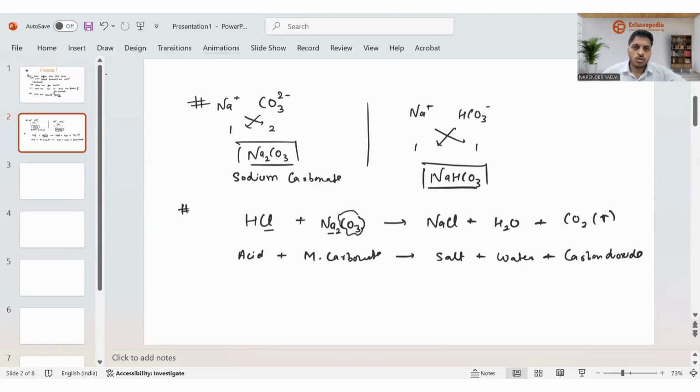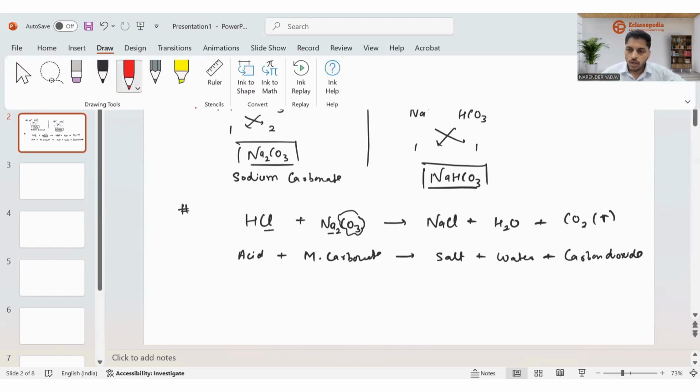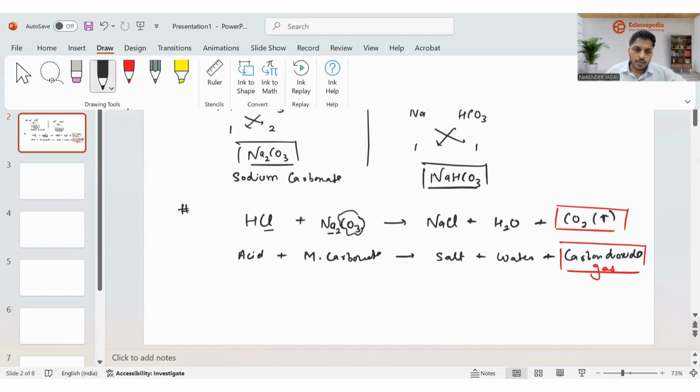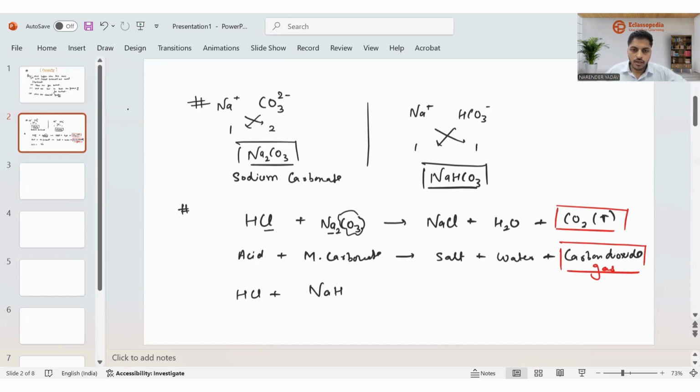So the question was, what will be the reaction? The equation is already mentioned. Now it was asked to write the name: it will be carbon dioxide gas. Again, if acids react with metal bicarbonate, that is NaHCO3, you will be surprised to know that when acid reacts with metal carbonates or metal bicarbonates, the products formed are the same: salt plus water plus carbon dioxide gas.